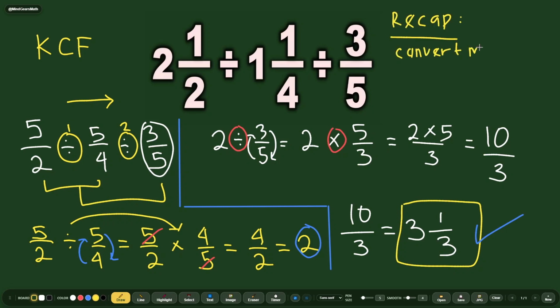So a quick recap. Convert your mixed numbers, work from left to right, and remember that dividing by a fraction means multiplying by its reciprocal. If you follow those 3 ideas, problems like this become very straightforward.